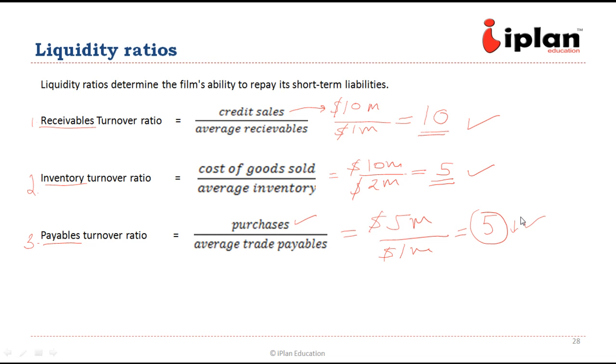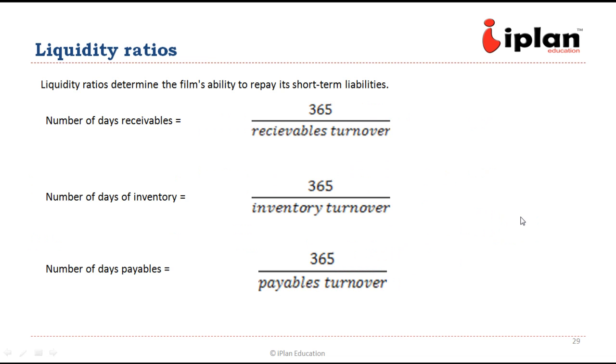Let us look at the same ratios in reciprocal. Like the first one, the number of days receivables is 365 divided by receivable turnover. In this case, the time period is say 1 year. So if we are able to turn over the receivables 5 times in a year, the number of days will be 365 by 5, which is 73. That means on an average we take 73 days to turn over the receivables.